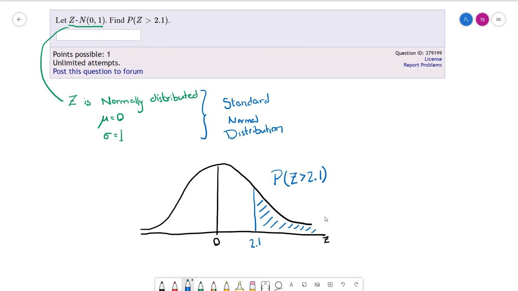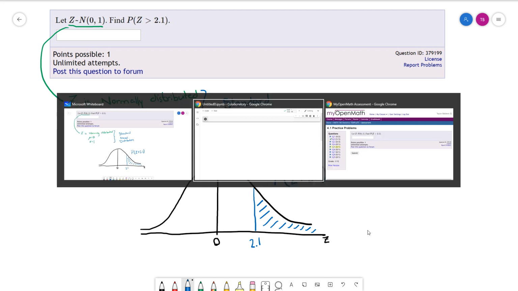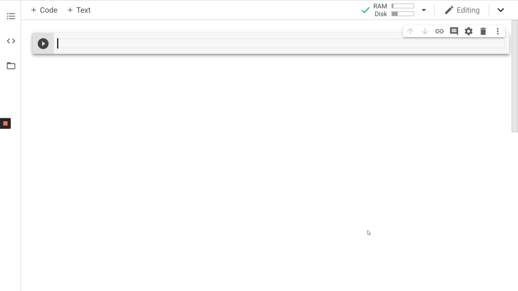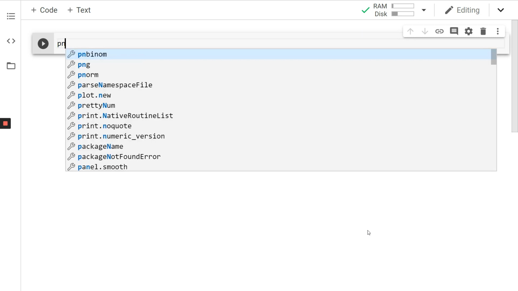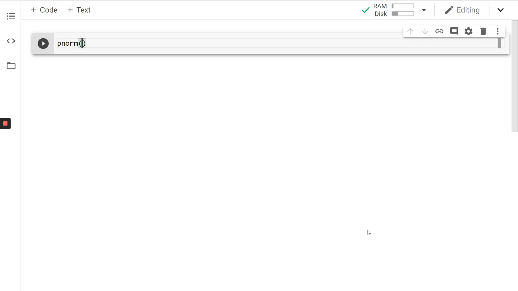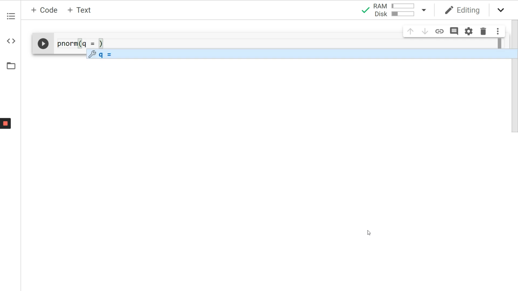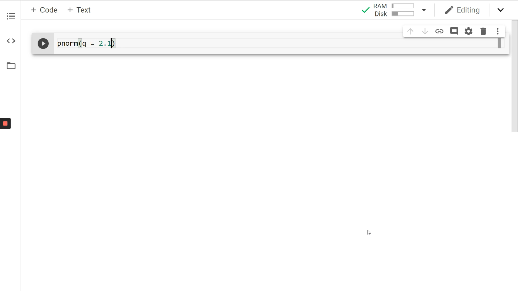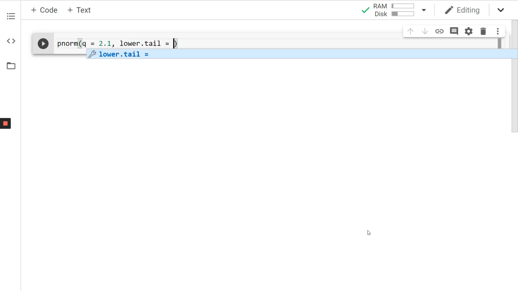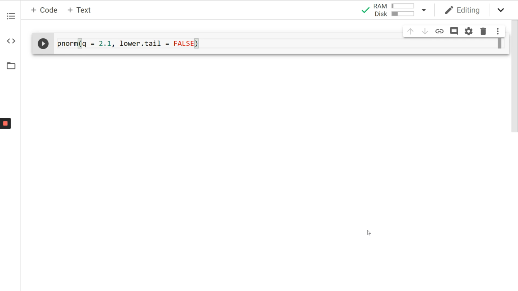Okay, so now that we know where we're looking, we can go ahead and use our notebook to calculate that. We want to find a probability, so we're going to use the pnorm function. The value we're interested in is 2.1, z equals 2.1. And we don't want the lower tail, we want the upper tail, so the lower tail we're going to set to false. If we run that, we're going to get our probability.